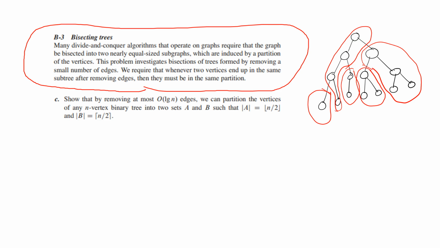So by removing some edges, we can divide the tree into multiple connected components, and then we can group all the connected components into two sets such that each set has a size almost equal to n by 2, or in other words, one set has a size equal to floor of n by 2 and the other set has a size equal to ceiling of n by 2. In part C, we have to prove that we can do so in maximum order of log n edge removals.